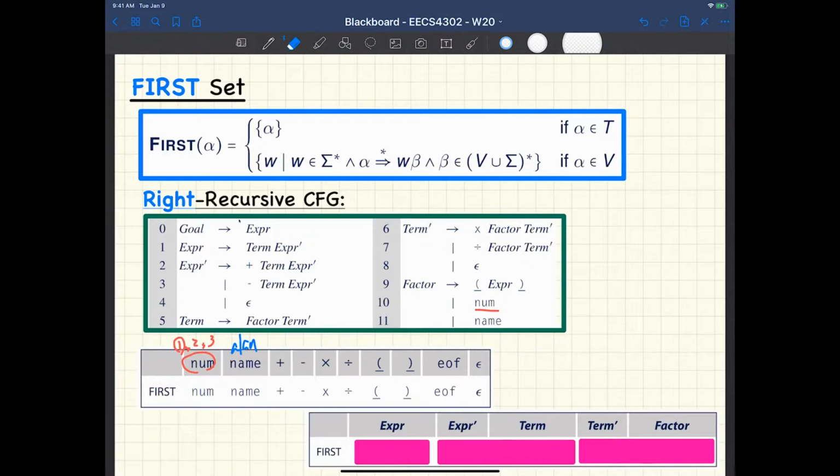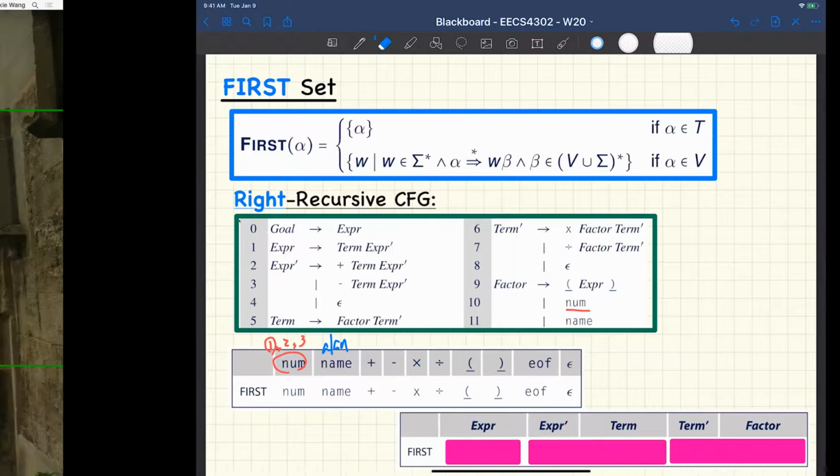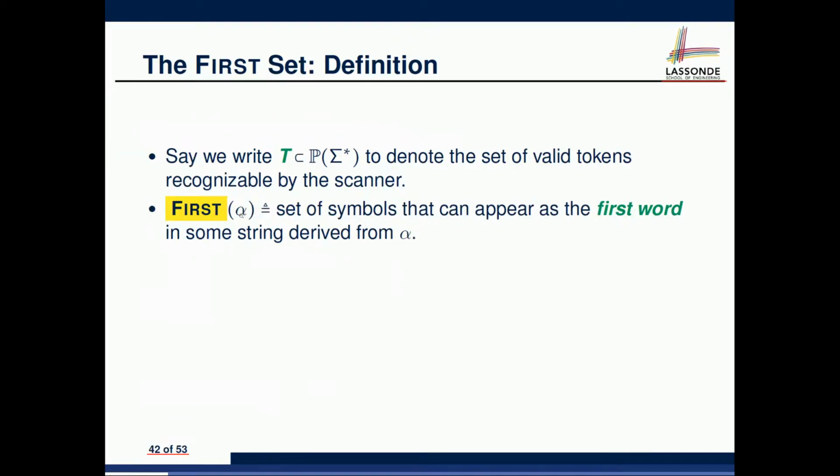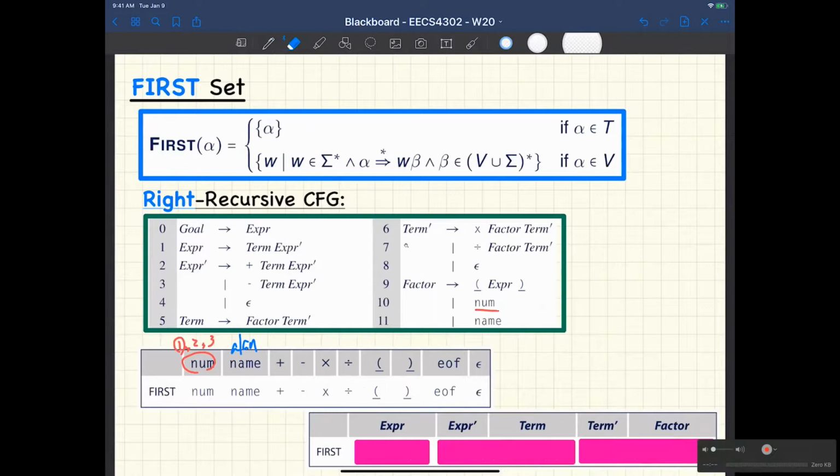So now for the variables, I would like to remind you once more, so that will help you. So now let's talk about the variable case. For the moment, assume alpha over here is simply just a variable. We are figuring out the set of symbols that can appear as a first word in a string that can be derived from this particular variable, according to the grammar, right? So now let's take a look at expression. According to the grammar, we have expression starting from here. So what would be the first symbol? Don't tell me it's term. Term is not a symbol.